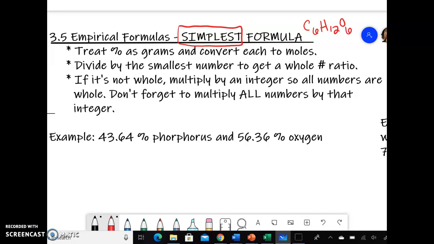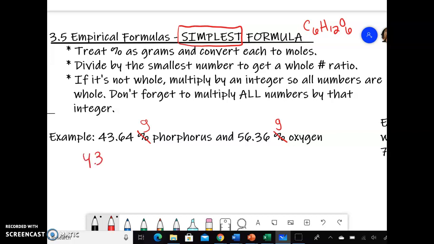So we're going to first talk about how to do empirical formulas, and then I'll show you how to do those molecular formulas. So we have 3 steps here. Most of the time you're going to be given percentages. Sometimes you'll be given grams. Either one is fine. Because if you're given percentages, you can go ahead and assume 100 grams. And so now instead of percents, you just have grams because you chose 100 as your amount. So go ahead and assume grams. And then the first step is to convert each one into moles.